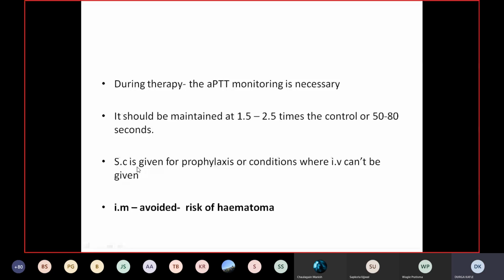Subcutaneous route is given for prophylaxis or conditions where IV cannot be given. In case of prophylaxis, where we don't need immediate action or immediate effect, in that condition you can prefer the subcutaneous route, or in some patients where we cannot give intravenously. But the IM route is not preferred because there is a high risk of hematoma formation. So never give by the IM route.